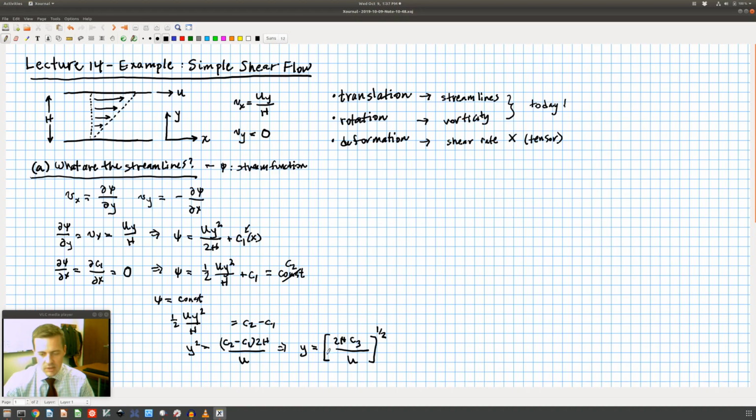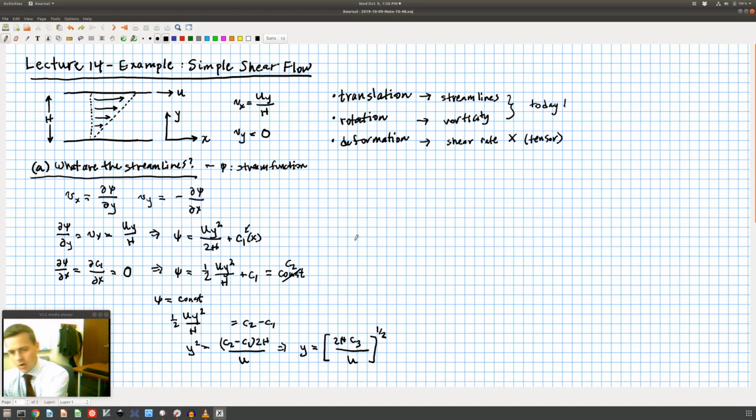Okay, so what is this telling me? This says that y equals, and then h is a constant, u is a constant, and c3 is a constant I get to pick. So y is just equal to some number. So there's no x values here. So this tells me that my streamlines are just constants.